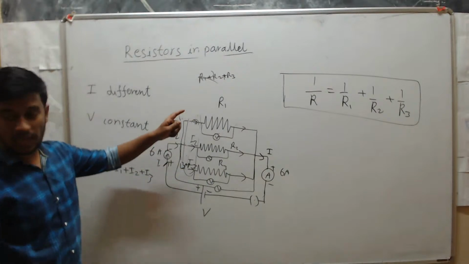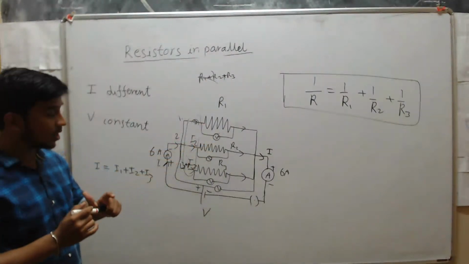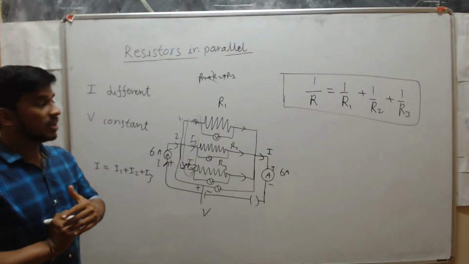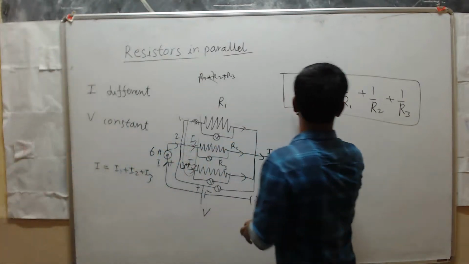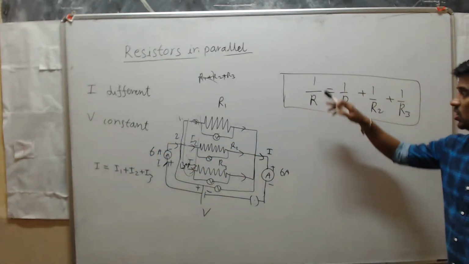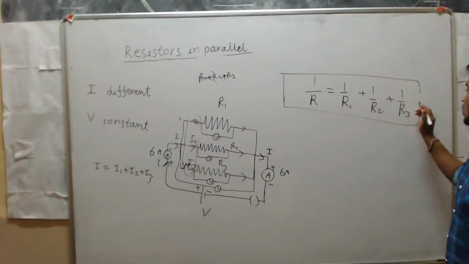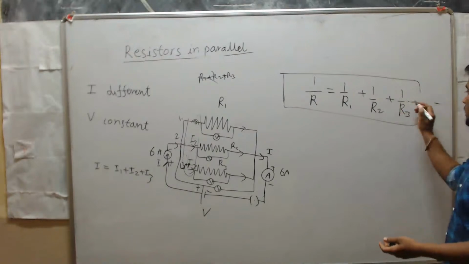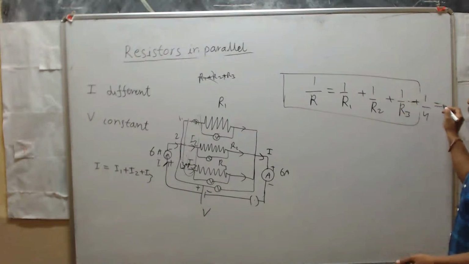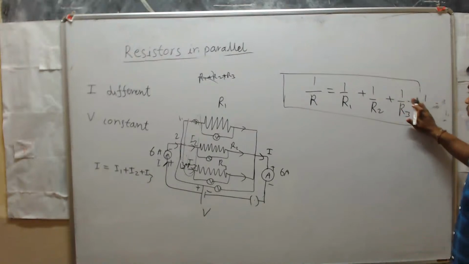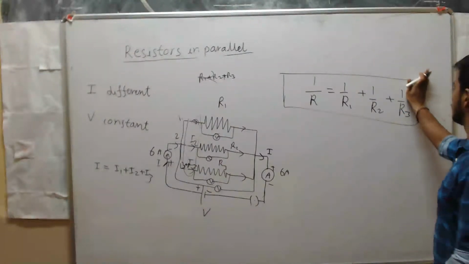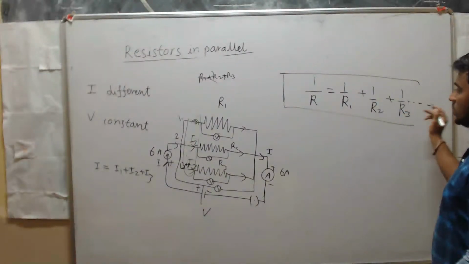Clear? If you want to calculate the total resistance in the circuit, or equivalent resistance, you have to use this formula: 1 by R equals 1 by R1 plus 1 by R2 plus 1 by R3, and so on. If you have 4, then it is 1 by 4. If you have 5, that is 1 by 5. Okay. So now we use this formula.